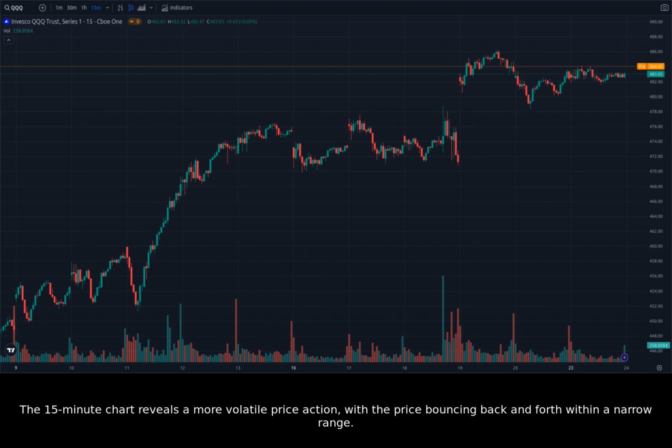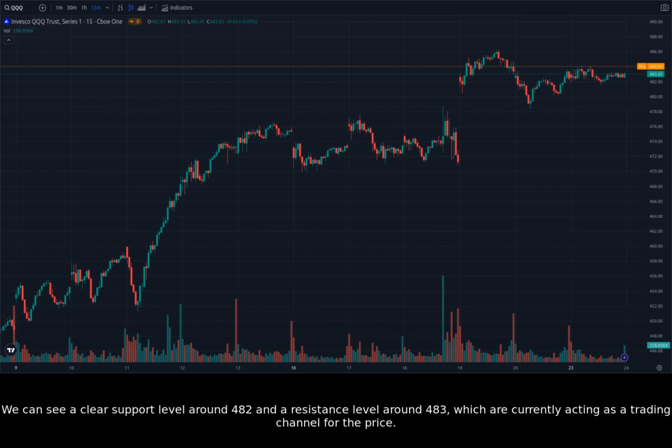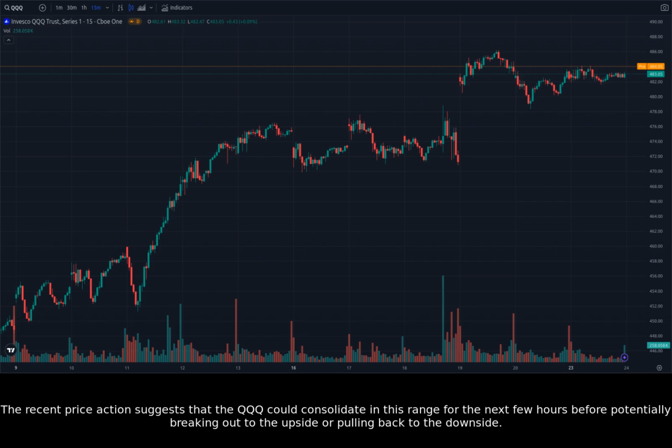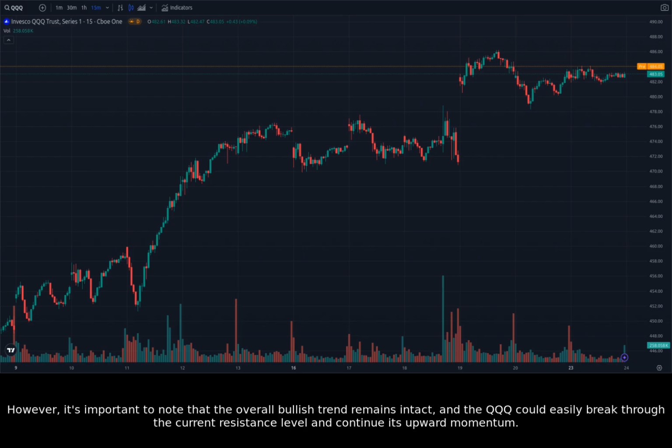The 15-minute chart reveals a more volatile price action, with the price bouncing back and forth within a narrow range. We can see a clear support level around 482 and a resistance level around 483, which are currently acting as a trading channel for the price. The recent price action suggests that the QQQ could consolidate in this range for the next few hours before potentially breaking out to the upside or pulling back to the downside. However, it's important to note that the overall bullish trend remains intact, and the QQQ could easily break through the current resistance level and continue its upward momentum.